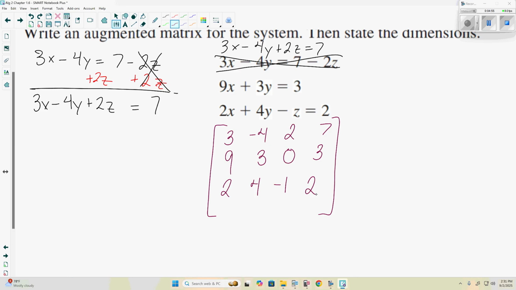If the variable is not written, there's not a number there, we have to fill it in as 0. Now, if it is written like just plus y or minus z, it is 1, positive or negative depending on the sign in front of it. Questions on this here? What would the dimensions be? It'd be a 3 by 4 because we have 3 rows and 4 columns. Questions on this here?